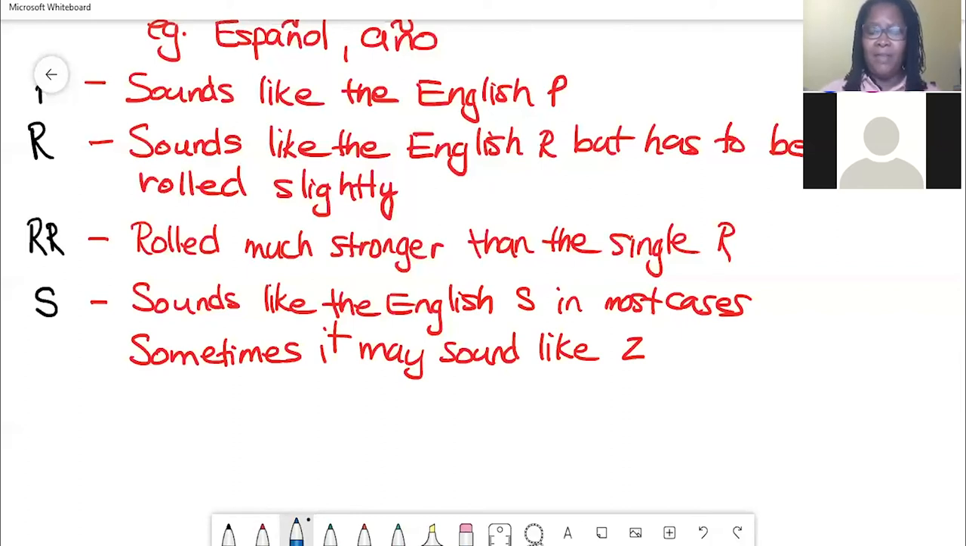when you have it in front of the letters B, D, G, L, M, N. So S is usually a good student, but when he sits beside B, D, G, L, M, or N, he's going to have a little bit of a Z sound. So just bear that in mind. T, no problems, no problems. Sounds like your English T.